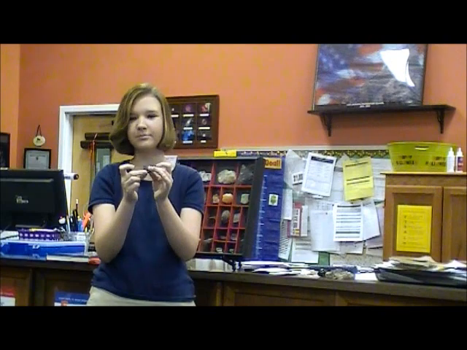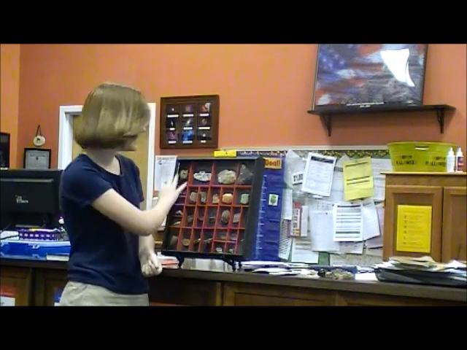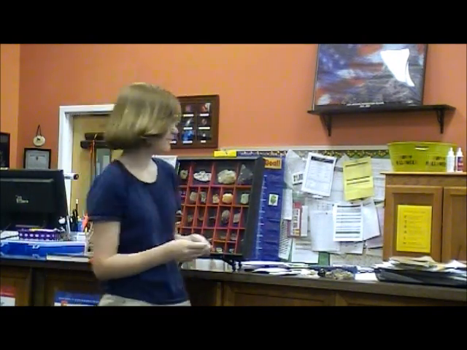To test magnetism, you get a magnet and you put it to the rock. Of course, this rock does not have magnetism. What I found most interesting about this collection is that I do not have any magnetic rocks.